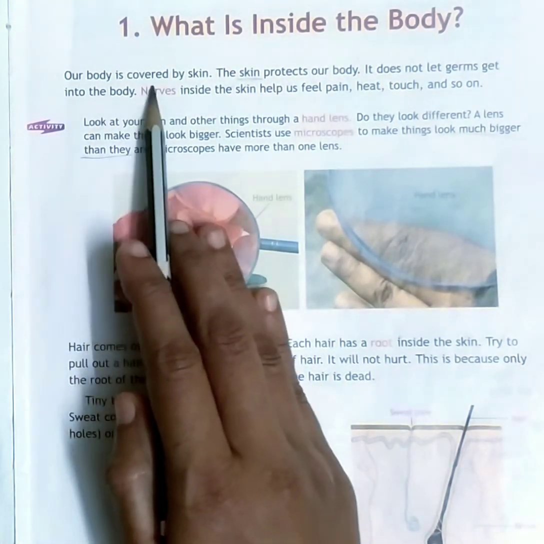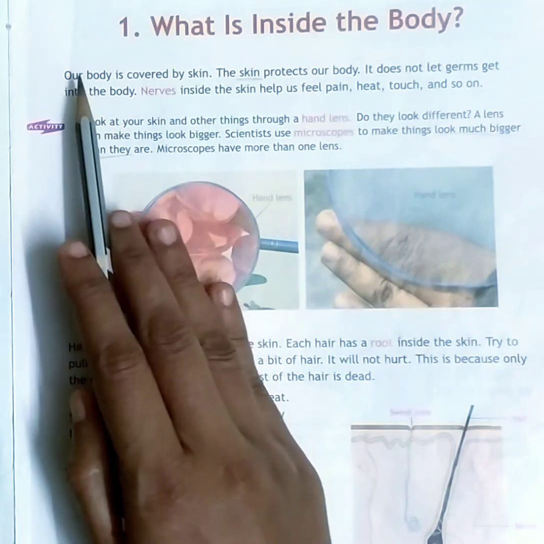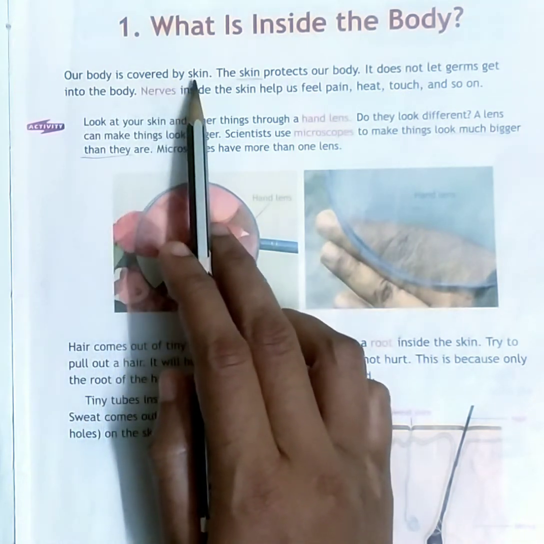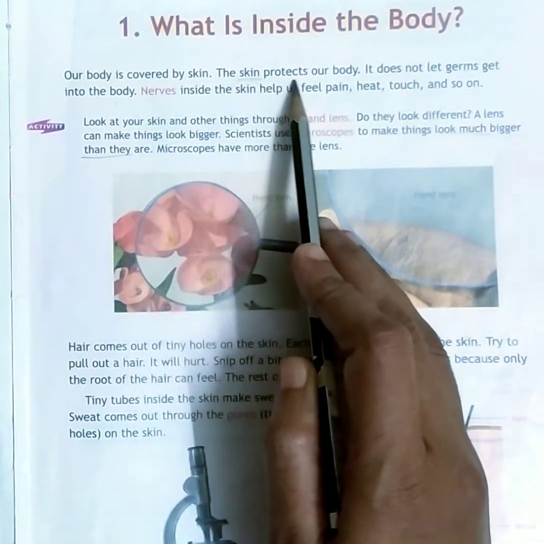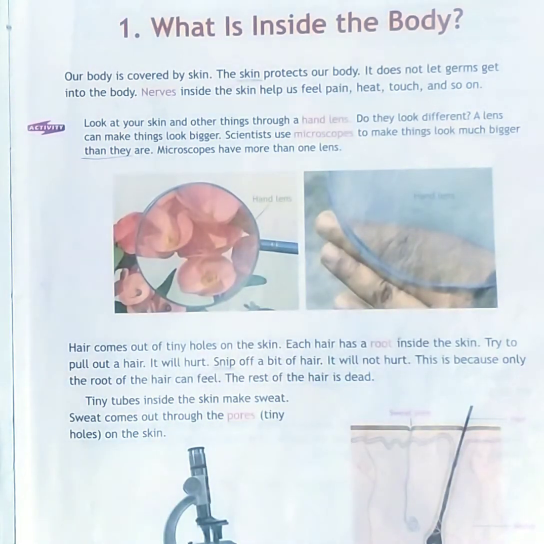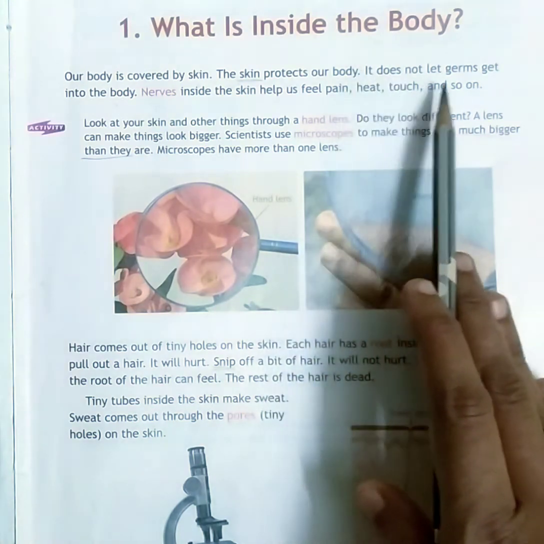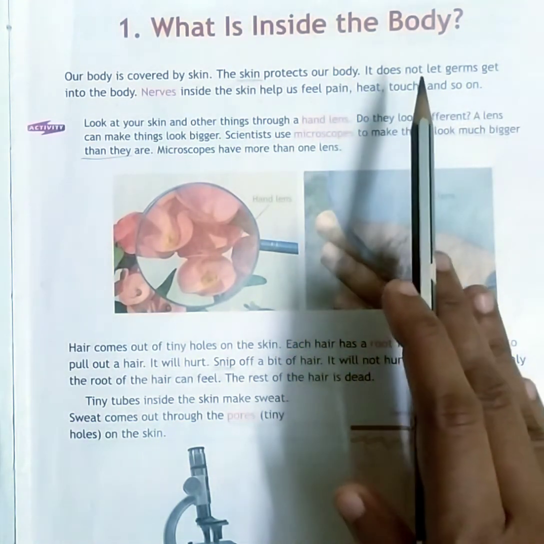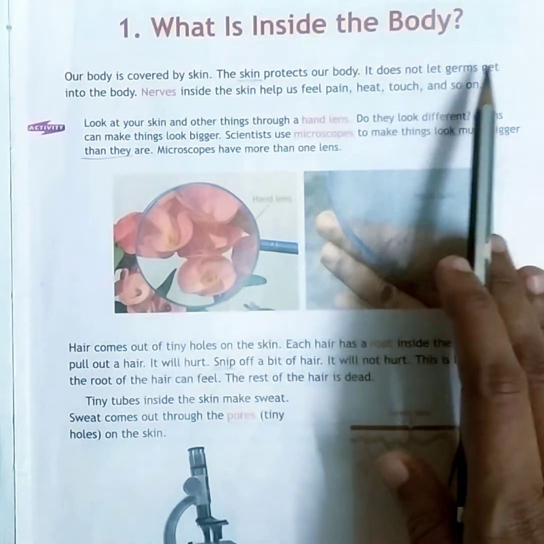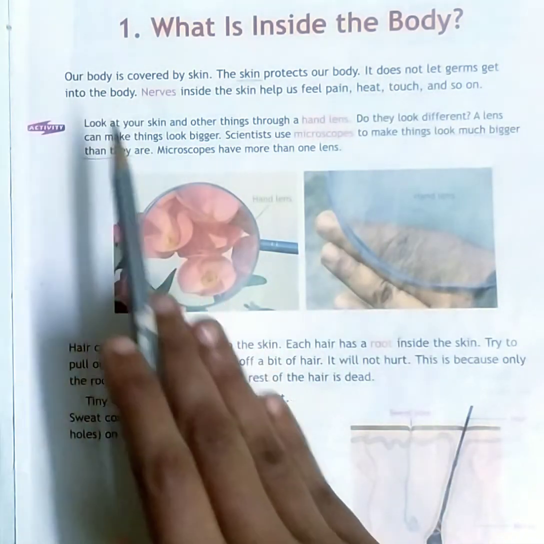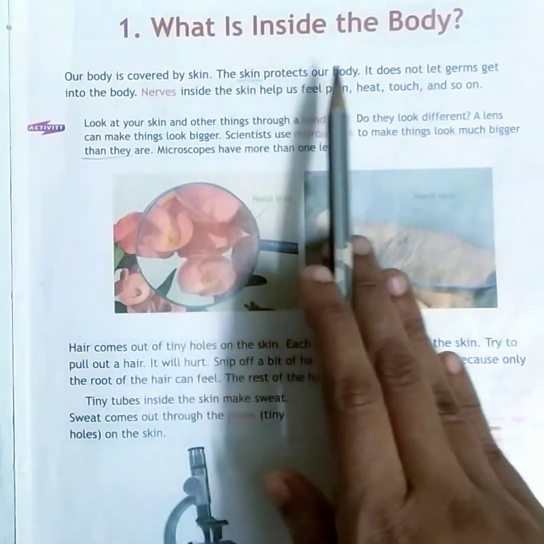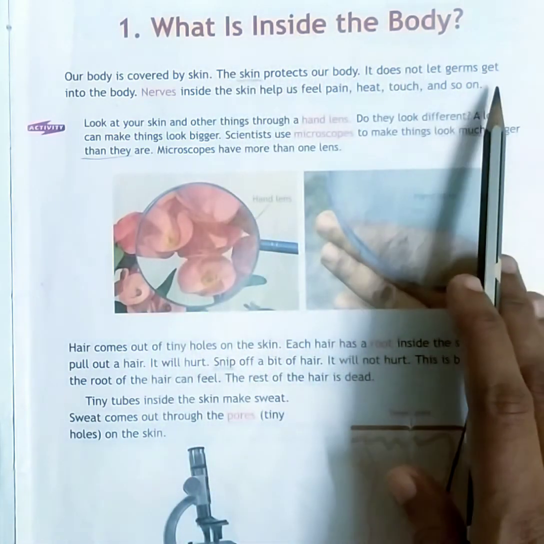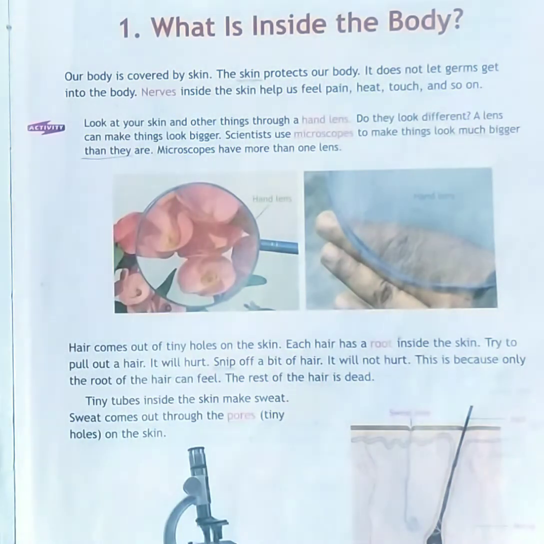Our body is covered by skin. Skin protects our body. Which is the thing which protects our body? The skin. How does it protect the body? It does not let germs get into the body. This is how the skin protects our body.